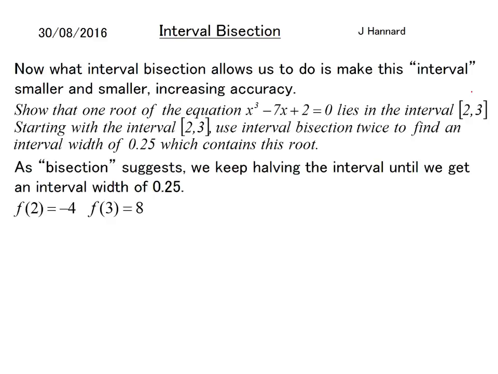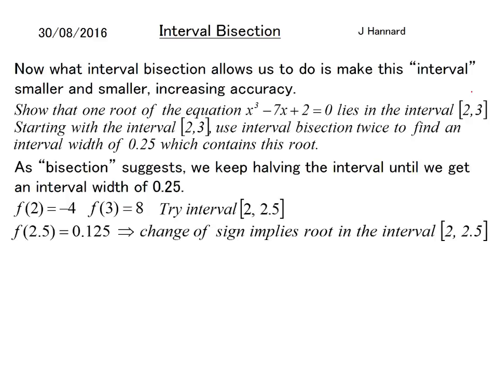So putting a 2 through, -4, putting a 3 through, we got 8. That was a change of sign. Now we're going to try the interval of 2, 2.5. You could have chosen 2.5, 3, but because 2 is closer to 0 than 3 was, I'm going to just do that. So when I put a 2.5 into this equation up here, I got 0.125. Therefore, there was a change of sign that implies there was a root between 2 and 2.5, but the way we write it is in the interval.